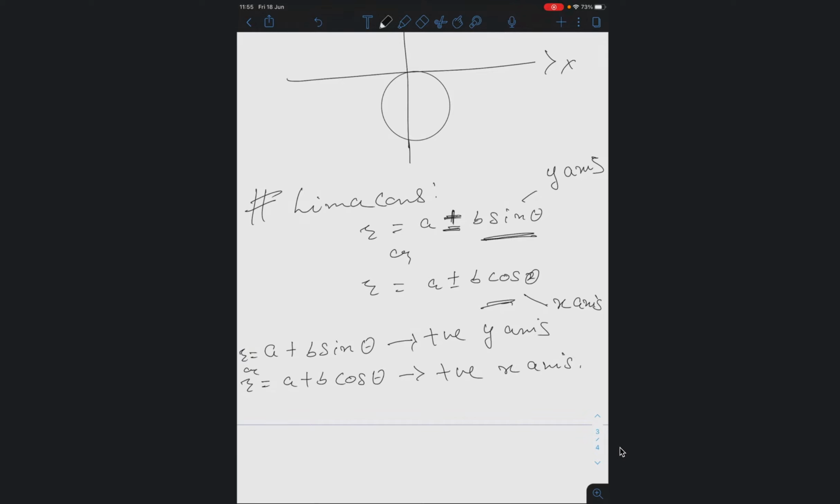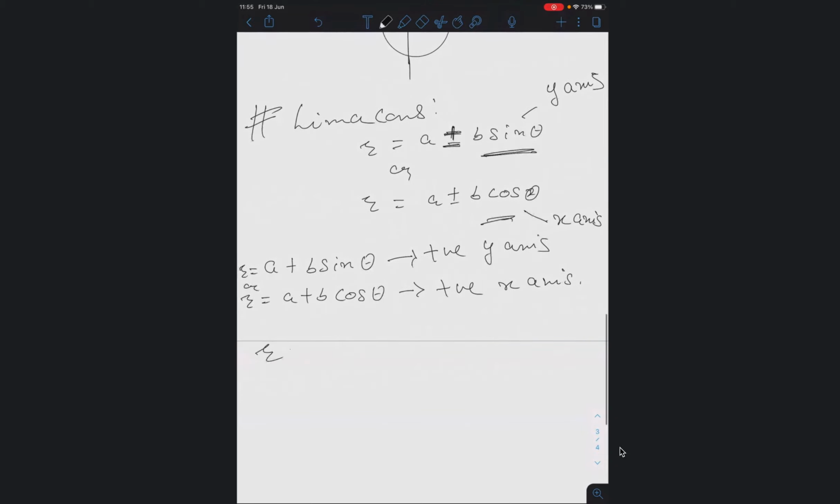X-axis. Similarly, if I take r is equal to a minus b sine theta, then it will be on negative y-axis, major portion. There will be something on x-axis also, but major portion will be on y-axis. Similarly, it can have r is equal to a minus b cos theta. That means it will be on negative x-axis. Understood?